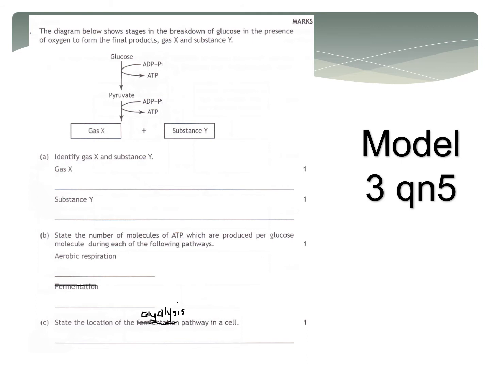So glycolysis and glycolysis. So for A, identify gas X and substance Y, the answer to that would be gas X would be carbon dioxide because go cow, and substance Y would be water. So it then says state the number of molecules of ATP which are produced per glucose molecule during each of the following pathways. So aerobic respiration would be many ATP or a large number of ATP molecules.